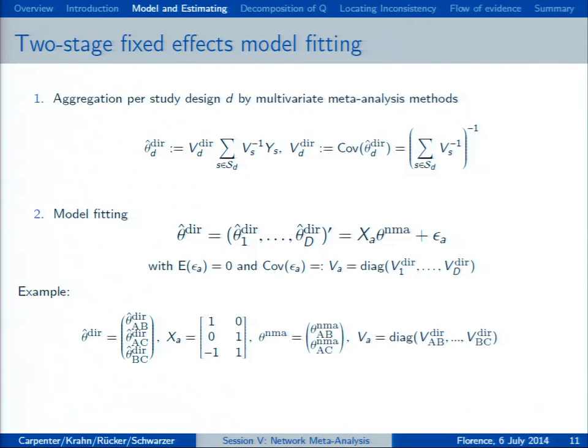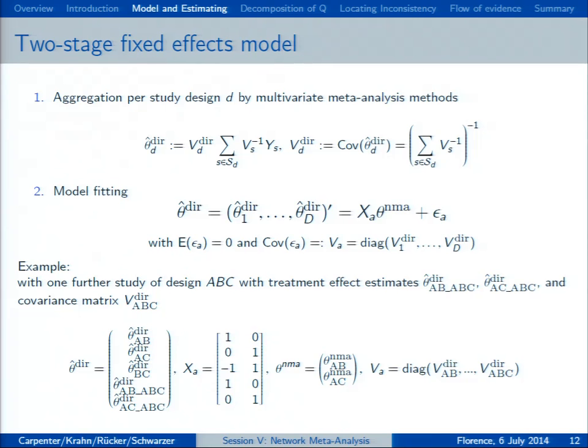We have only 3 rows, and we estimate the same vector of parameters in this case. If there is a further study of design ABC, this contributes 2 new parameters that have to be estimated, and a covariance matrix, which we can find then in the covariance matrix on the diagonal.